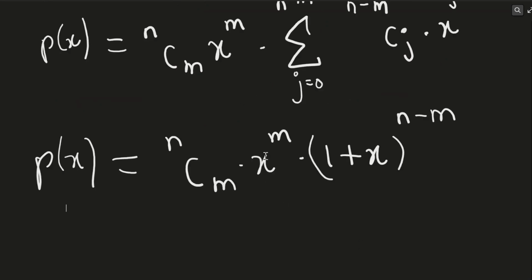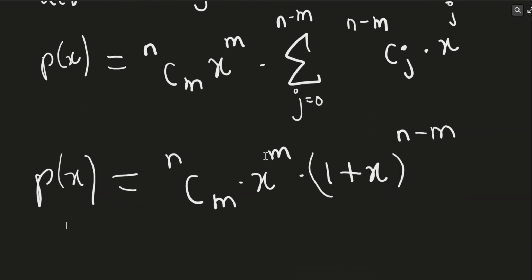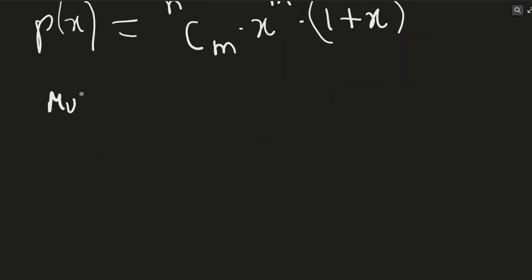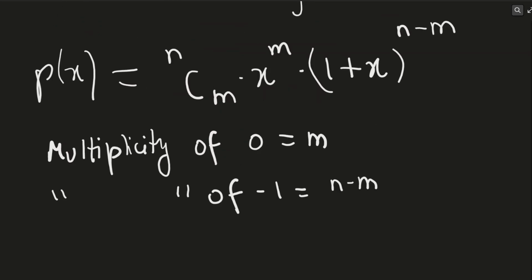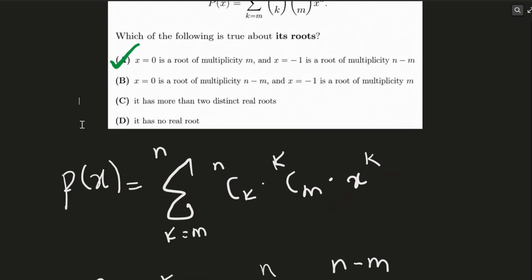So we are being asked the multiplicity of 0 and minus 1. So clearly the power of x here is m. So multiplicity of 0 will become m, and similarly multiplicity of minus 1 will become n minus m, because the power of 1 plus x over here is n minus m. So we get the right answer as the A option. A very simple question, a very beautiful solution.